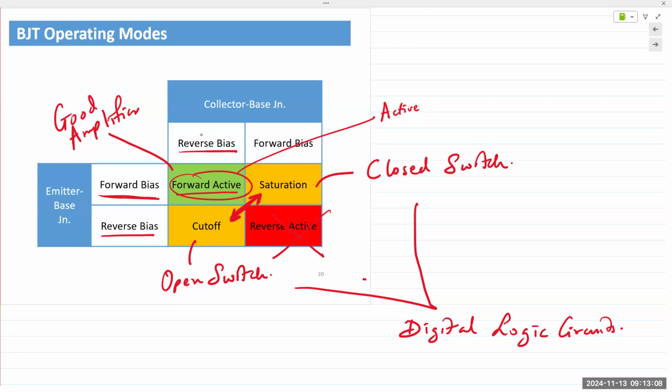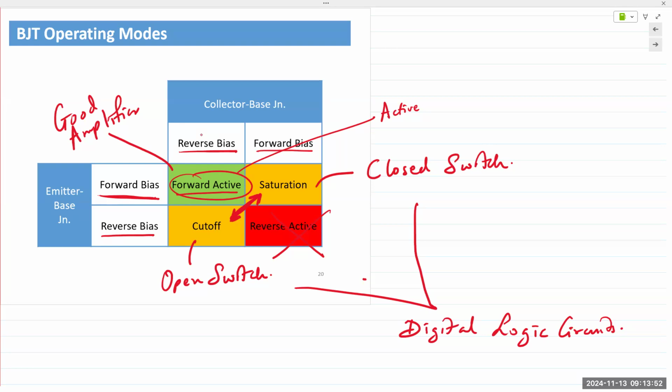Then we have the cutoff and saturation regions. In the cutoff region, both the junctions are reverse bias. If both junctions are reverse bias, there's minimal current flow, and we say the transistor is cut off. In saturation, both junctions are forward bias. When both junctions are forward bias, there's maximal current flow, and we say the transistor is completely on. By themselves, they are not much used, but when you combine both of those together, we can use them to build digital logic circuits. Cutoff represents logic 0. Saturation would represent logic 1, low and high.